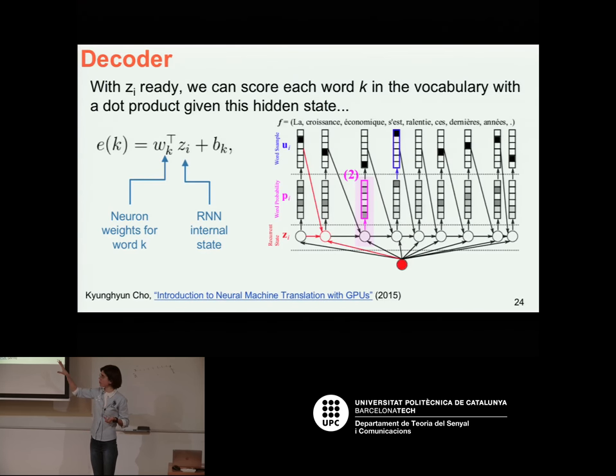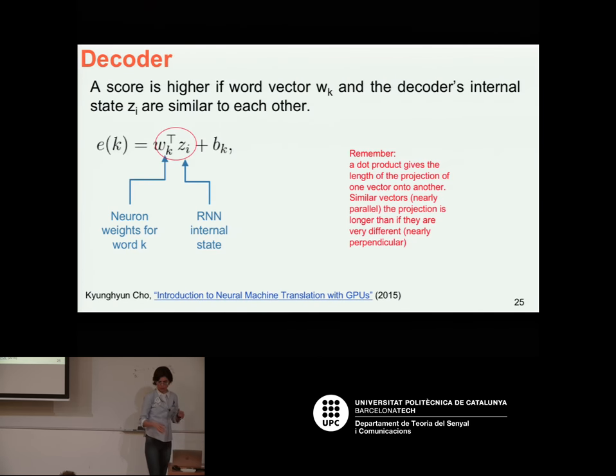Okay, this is the score of the word in the vocabulary that I'm going to output as a target word. This is the intuition behind what I'm saying: you are making this dot product, and the higher it is, the higher is my probability. This is the way to score the words and to decide which target word comes next.